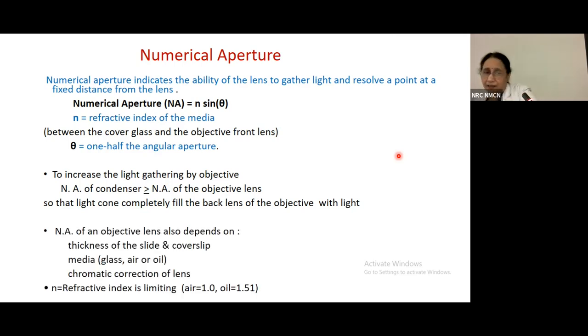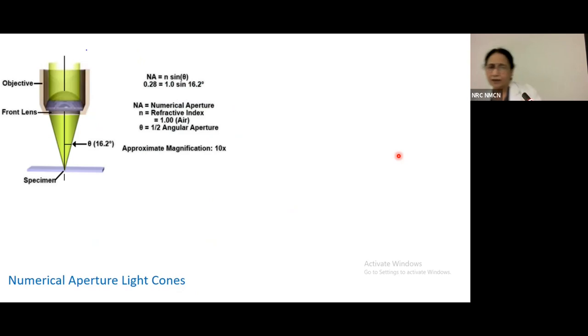So the numerical aperture of the objective lens also depends on the thickness of the slide and cover slip, the medium in between, whether it is glass, air or oil, and also on the chromatic correction of the lens. The refractive index is limiting because for air it is 1 and for oil it is 1.5.